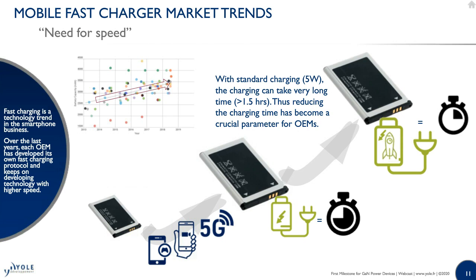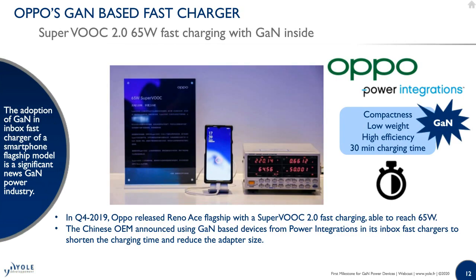And at this point, the Chinese OEM Oppo has adopted GaN fast chargers, which can enable 65 watts in its new flagship model. Here, GaN transistors enable really high power density, high efficiency, and also small size, which are the key parameters for compactness and low weight. And here we have a record charging time of around 30 minutes. The GaN device used in these chargers comes from Power Integrations, in system-in-package solutions, where a GaN-on-sapphire HEMT is integrated with silicon drivers, as will be explained in more detail in the next presentation from Elena.